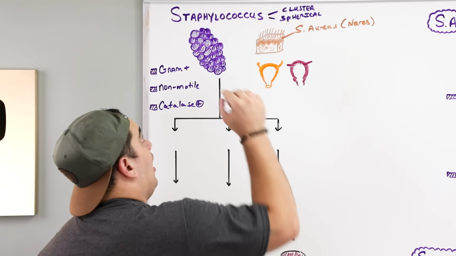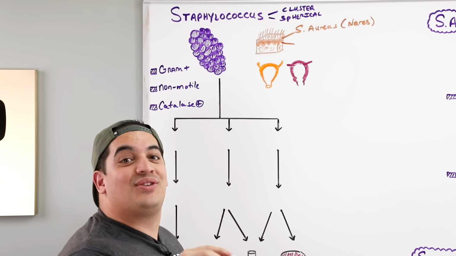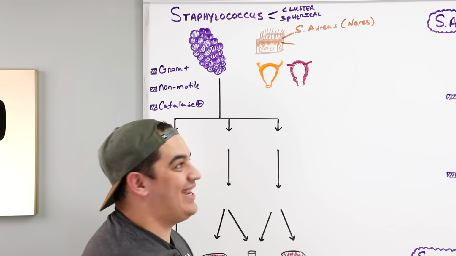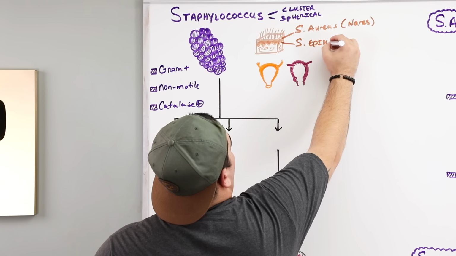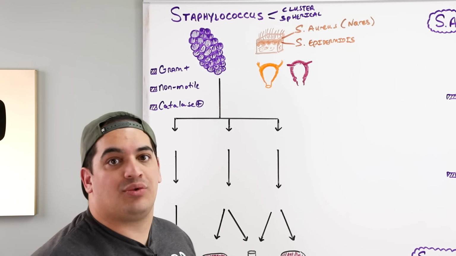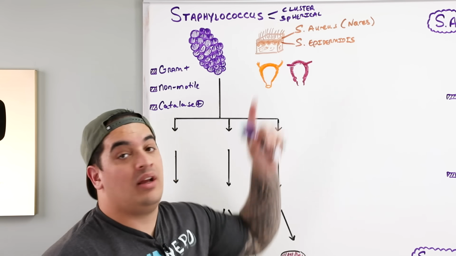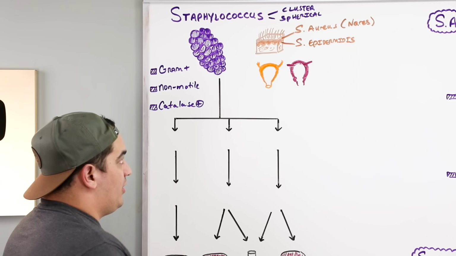The other type of Staphylococcus species that's also a part of our skin flora is called Staphylococcus epidermidis. That's a pretty easy one to remember, right? Staphylococcus epidermidis is another one, and this is a part of our natural skin flora, actually more so than Staphylococcus aureus. So those are two there.